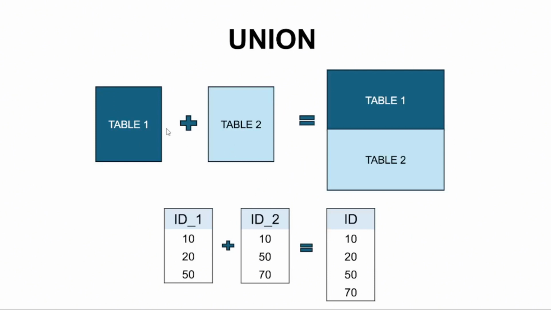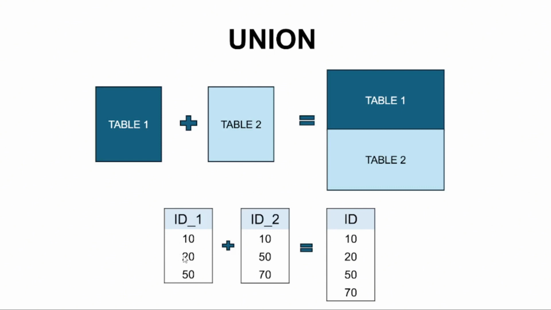As we already discussed, in union, we combine tables based on their rows and the output grows row-wise. So here I have two columns, ID1 from table 1, which contains values 10, 20 and 50, and ID2 from table 2 with values 10, 50 and 70. When you perform a union of these two tables, both columns will be combined, and in the output you will see only a single column.